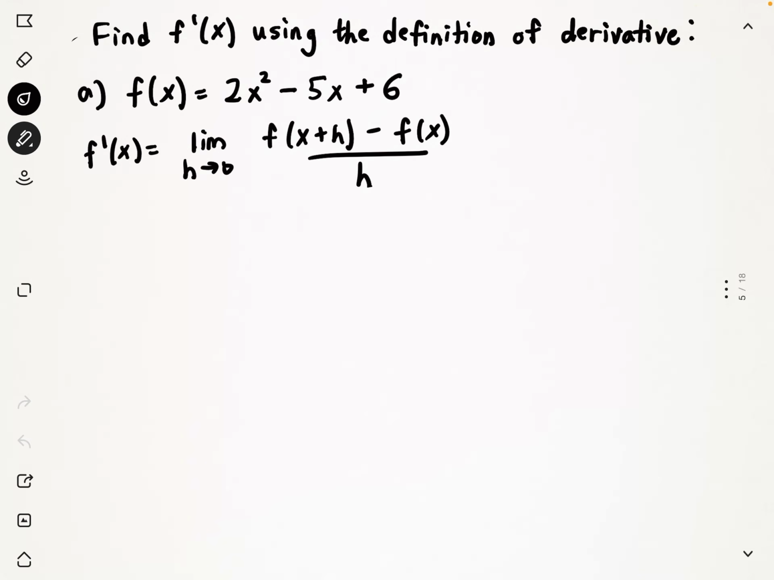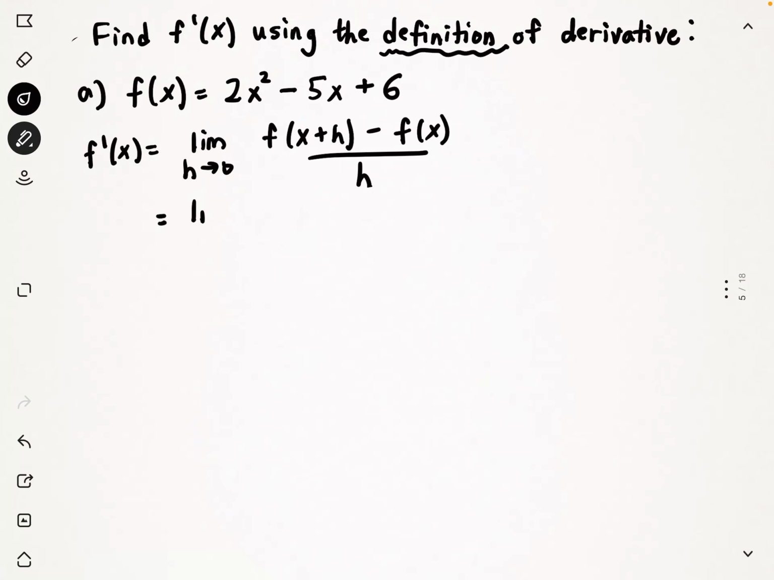Once again, you only have to use this longer method when the question specifically uses the word definition. So if it said find f prime of x, and that was it, then you could use shortcut formulas. If it said find the derivative, you could use a shortcut. Because you see this word definition, we're stuck using the formula, and we're going to do it. Let's do this right now.